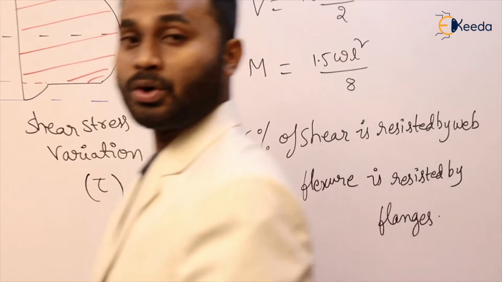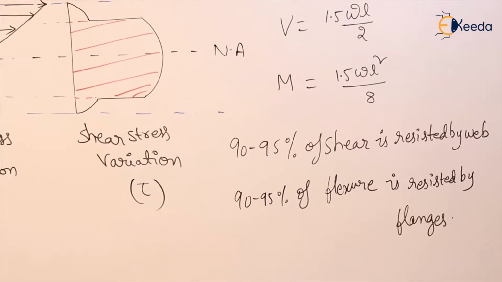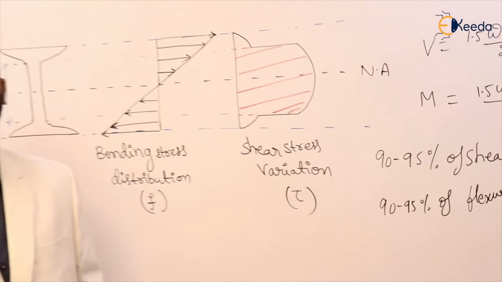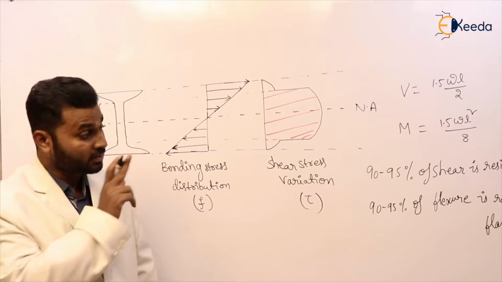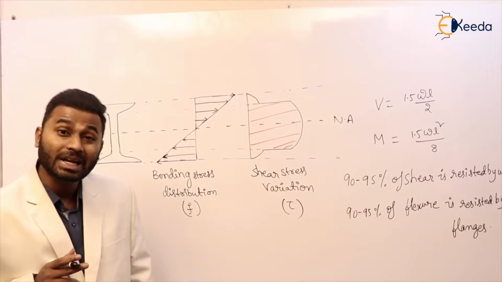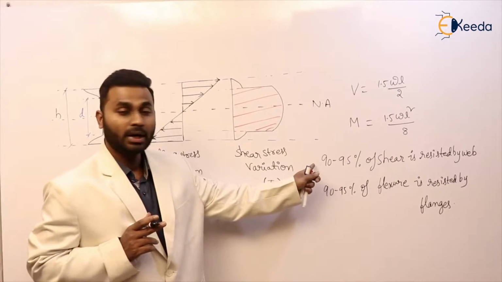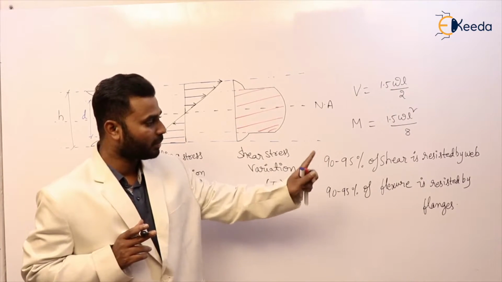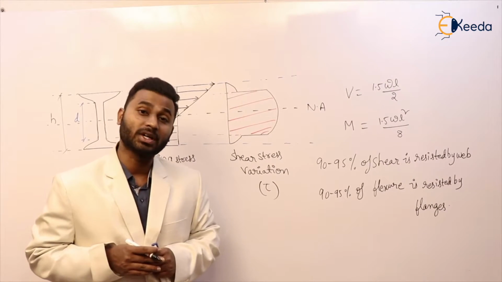Okay, so this is what we are going to assume in the working stress method: we consider the total web effective in shear and only the flanges effective in taking bending moment. But in the limit state method, so far what we have discussed is that 90 to 95% of shear is taken by the web and 90 to 95% of flexure is resisted by the flanges. That concept is in the working stress method.